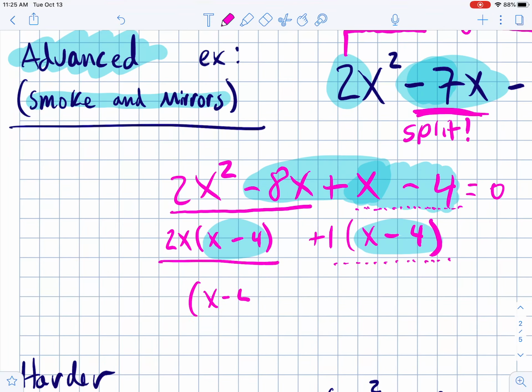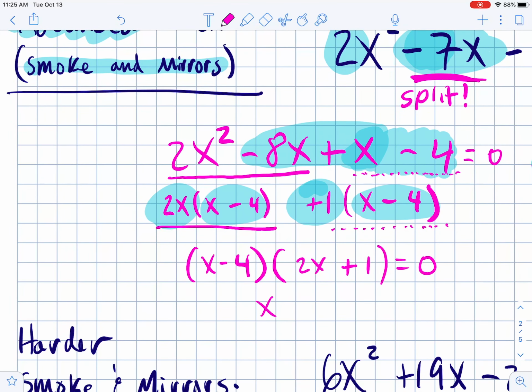So those x minus 4s are matchy-matchy. You can factor those out and pull them out. And then what you have left over is the positive 1 and the 2x. So this is 2x plus 1. Now it's factored. And then you do your zero product property and get x is equal to 4 and negative 1/2.